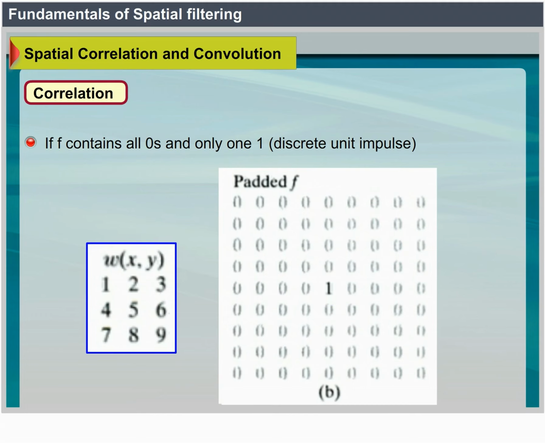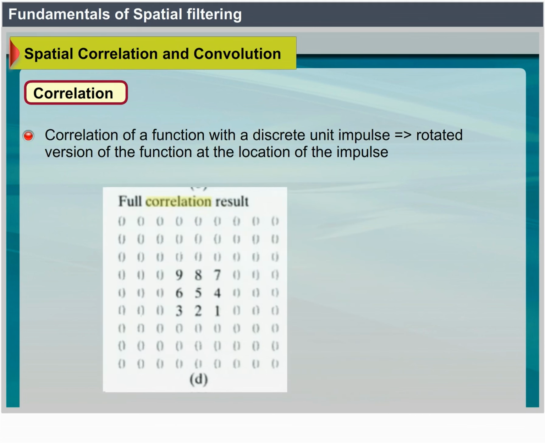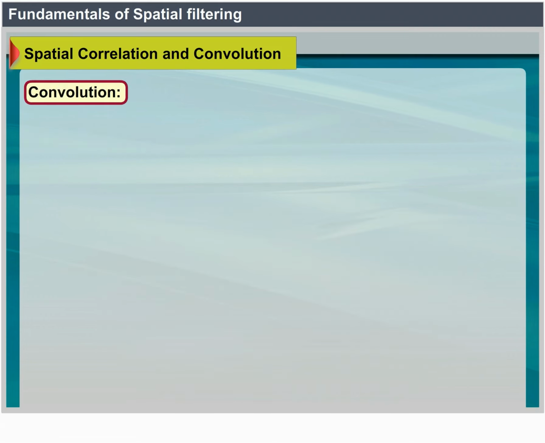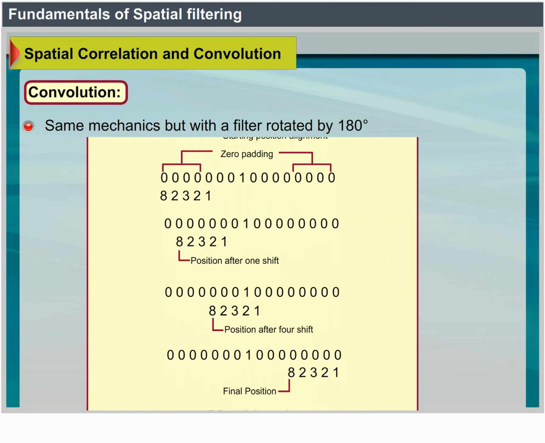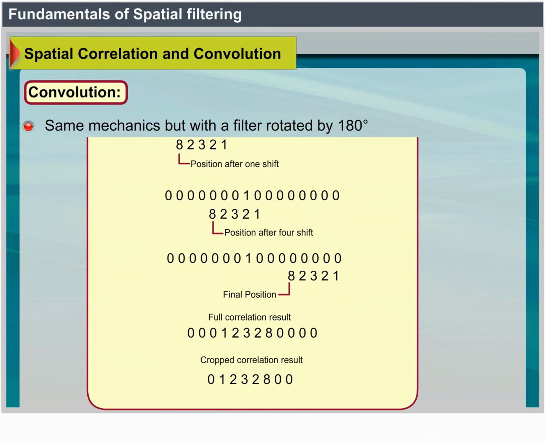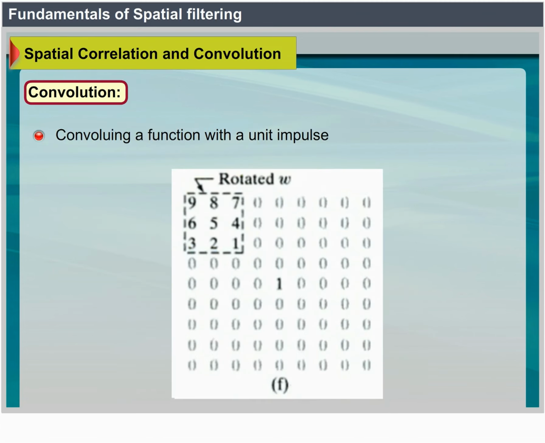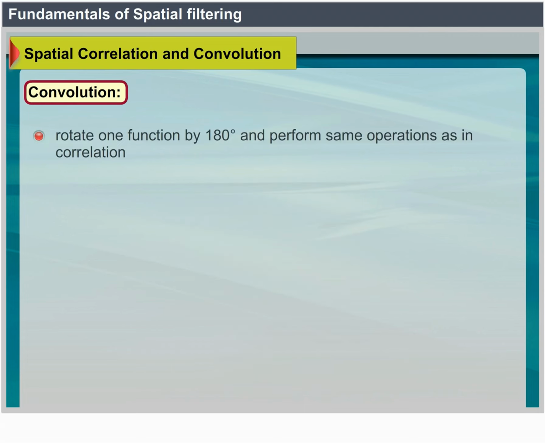Convolving a function with a unit impulse gives a copy of W at the location of the impulse. Rotate one function by 180 degrees and perform the same operation as in correlation. The correlation of a filter W of x, y with an image f of x, y is as shown on the screen, for all values of x and y, so that all elements of W visit every pixel in f, padded appropriately, as shown on the screen.